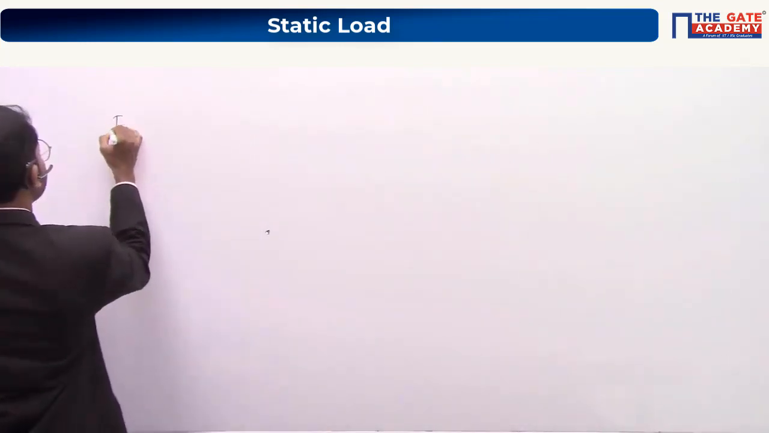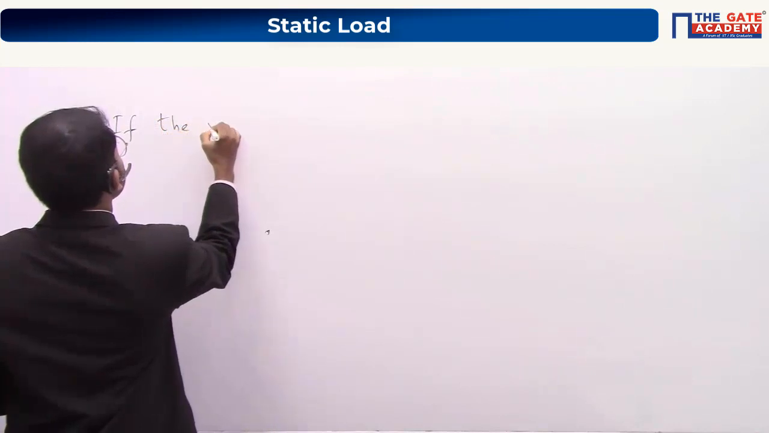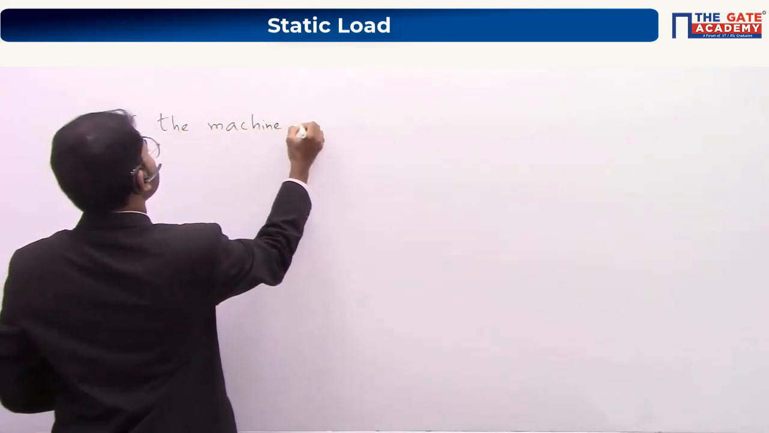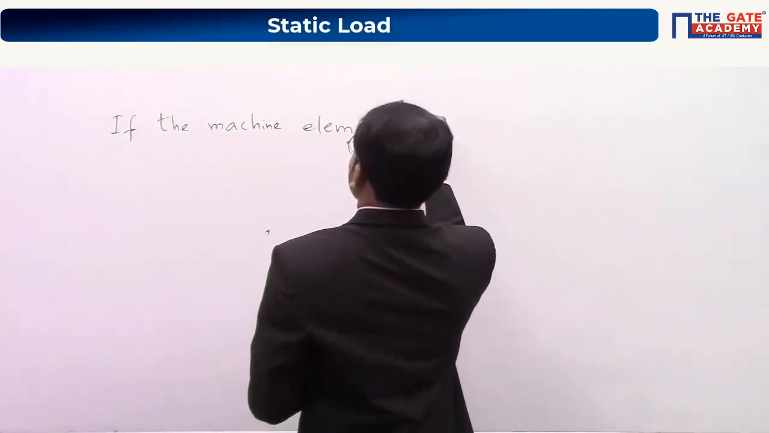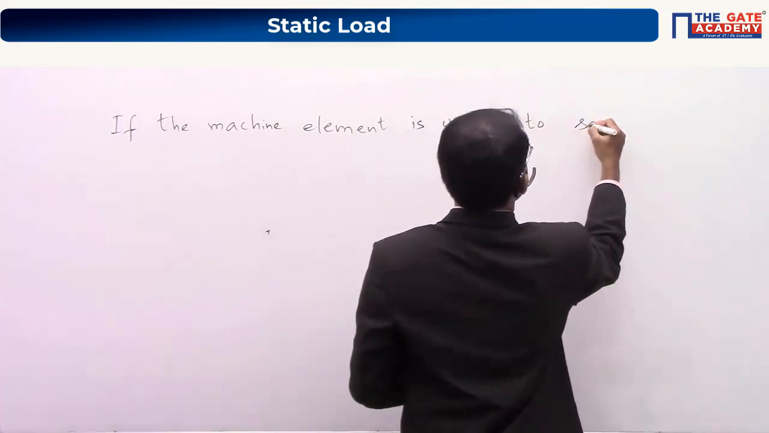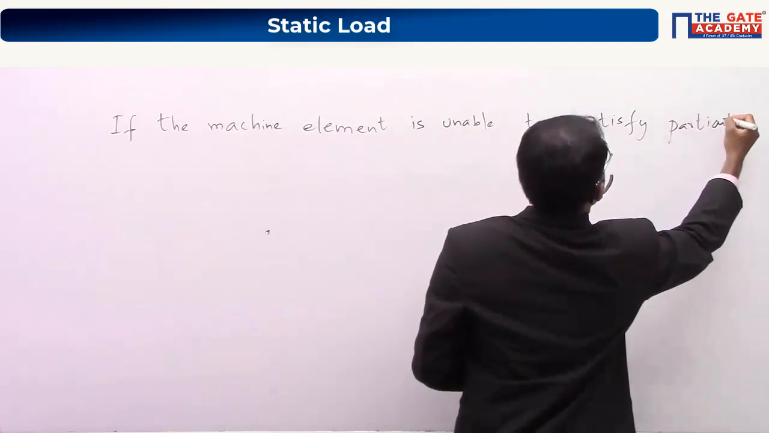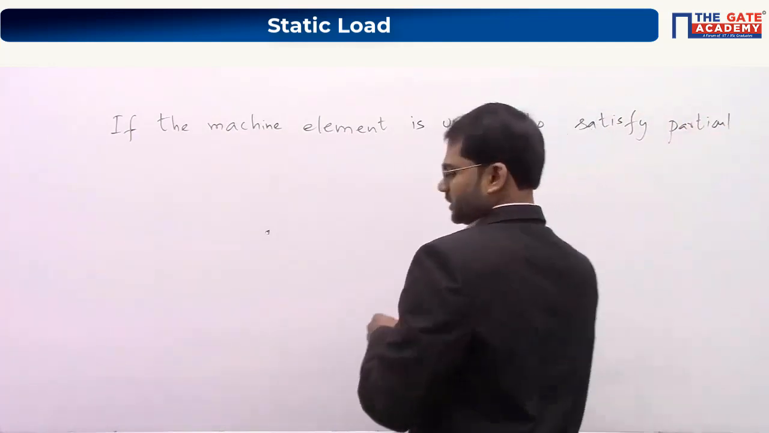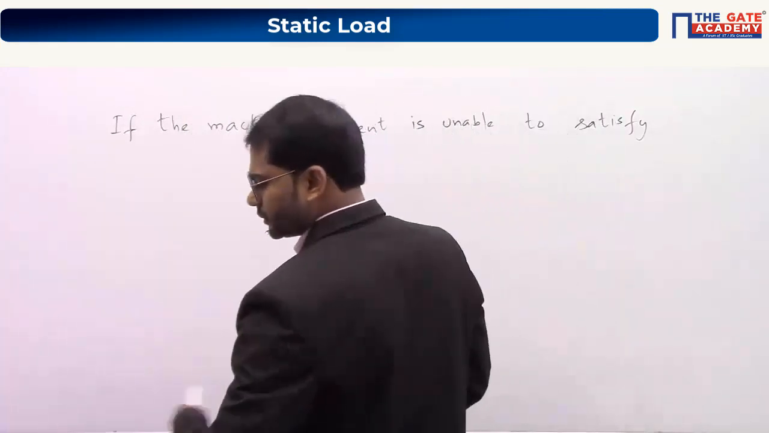I'm writing it down here. So failure means if the machine element is unable to satisfy or do its objective. Here we are concerned about machine elements only, not in a general sense, because it's for machine design.